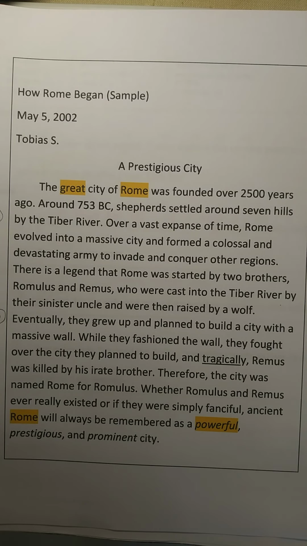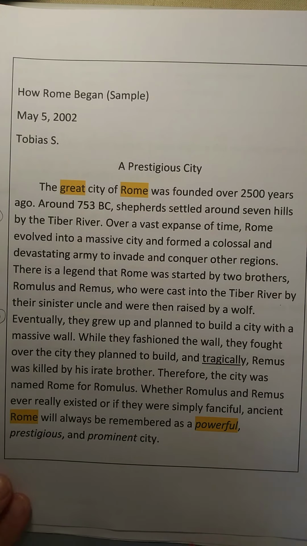Eventually, they grew up and planned to build a city with a massive wall. While they fashioned the wall, they fought over the city they planned to build, and tragically, Remus was killed by his irate brother. Therefore, the city was named Rome for Romulus. Whether Romulus and Remus ever really existed, or if they were simply fanciful, ancient Rome will always be remembered as a powerful, prestigious, and prominent city.